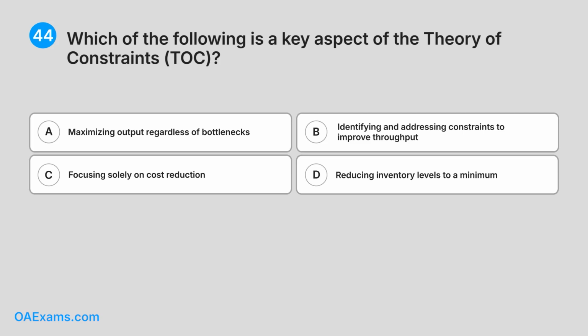TOC. A. Maximizing output, regardless of bottlenecks. B. Identifying and addressing constraints to improve throughput. C. Focusing solely on cost reduction. D. Reducing inventory levels to a minimum. What do you think is the answer?